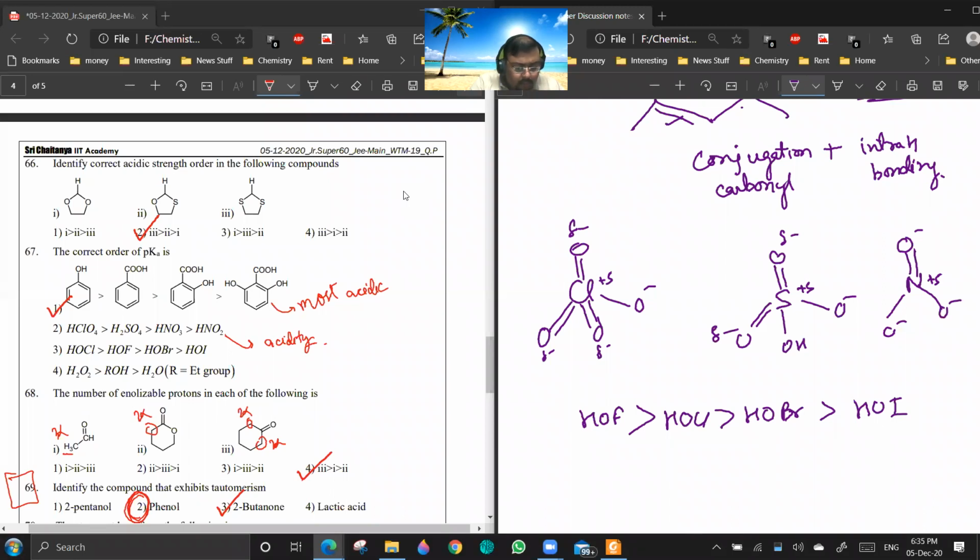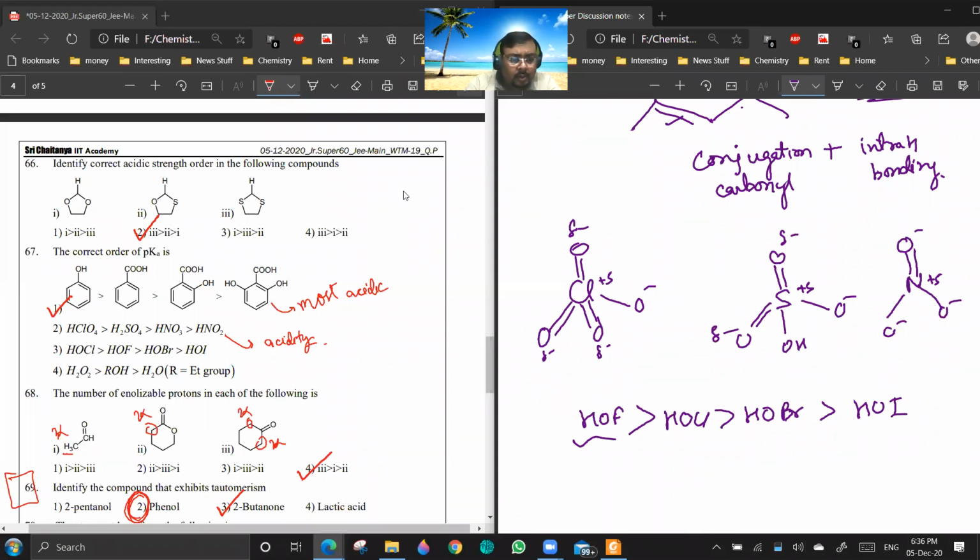Okay, HOCl has a pK of 7.5, HOBr 8.6, HOI is 10.6, but HOF is not given. Yeah, the order should be this only. This HOF is most acidic because of electronegativity. Here the minus I effect of fluorine is stabilizing the anion most.